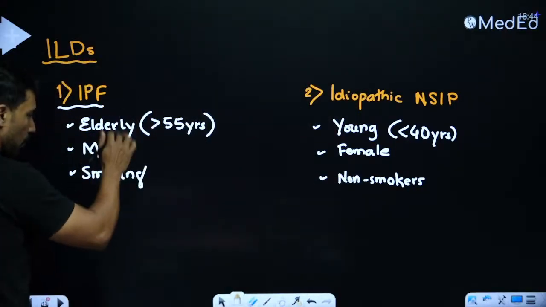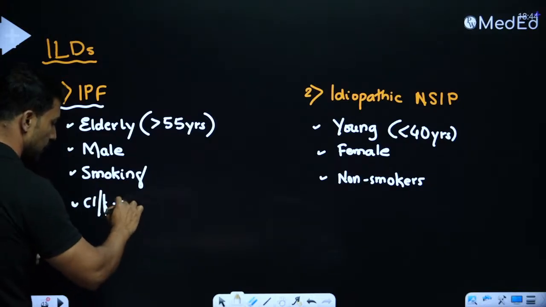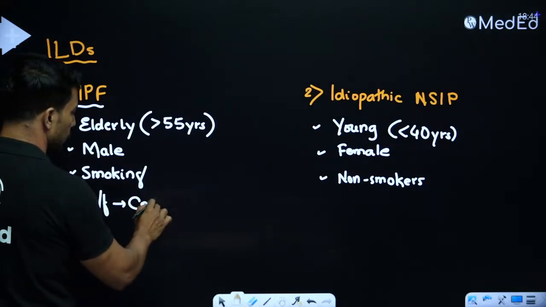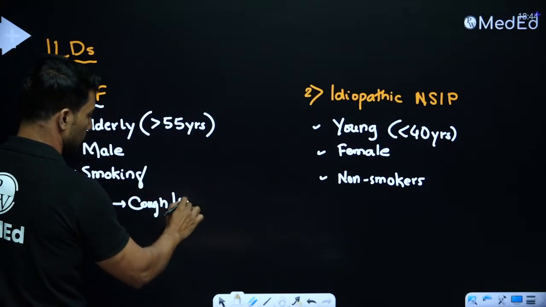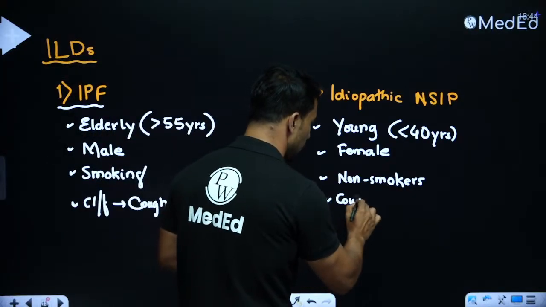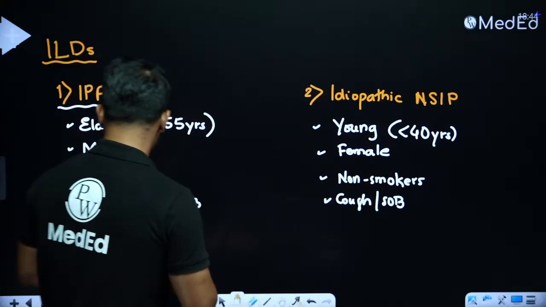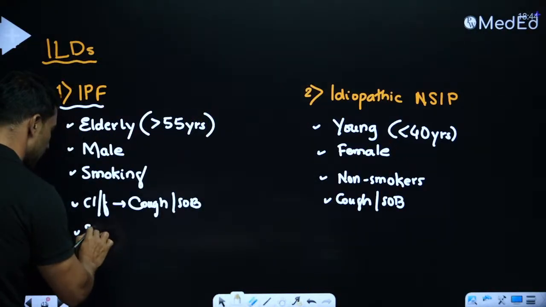Now that's about history. So in terms of clinical features, what will they mention? These patients, as usual, will present with cough and shortness of breath. That's the standard for any respiratory disorder. Same here as well, cough or shortness of breath. But in terms of signs, I may get some clues.